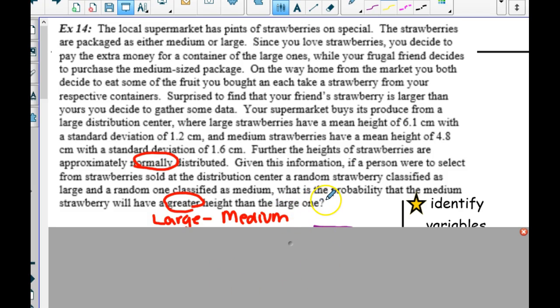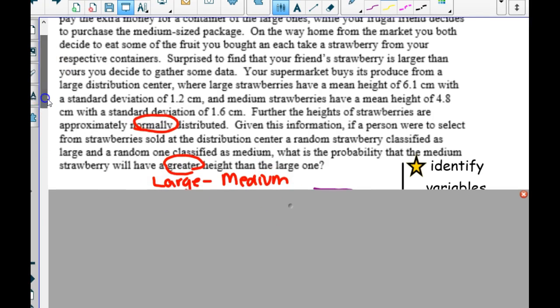So we want to know, what is the probability that the medium strawberry will have a greater? Again, my husband's height minus my height, that's going to tell me how much taller my husband is than me. We want to know in this case, what's the probability that the medium is bigger? We're going to talk more about that later.